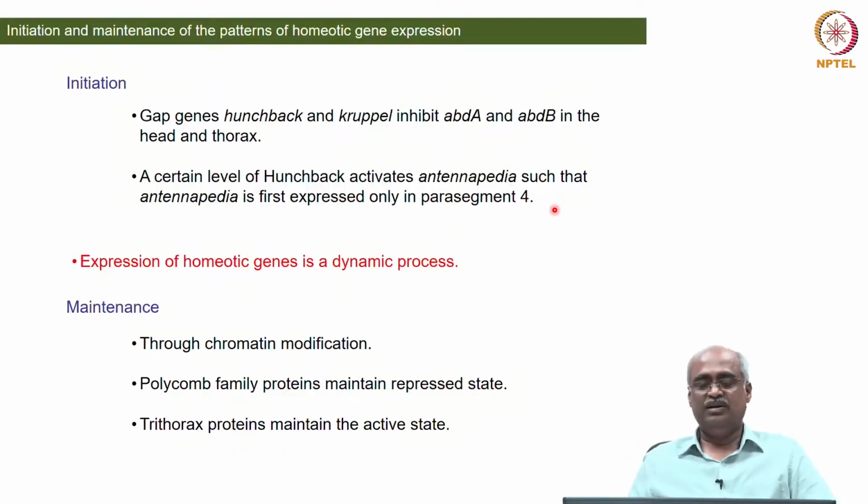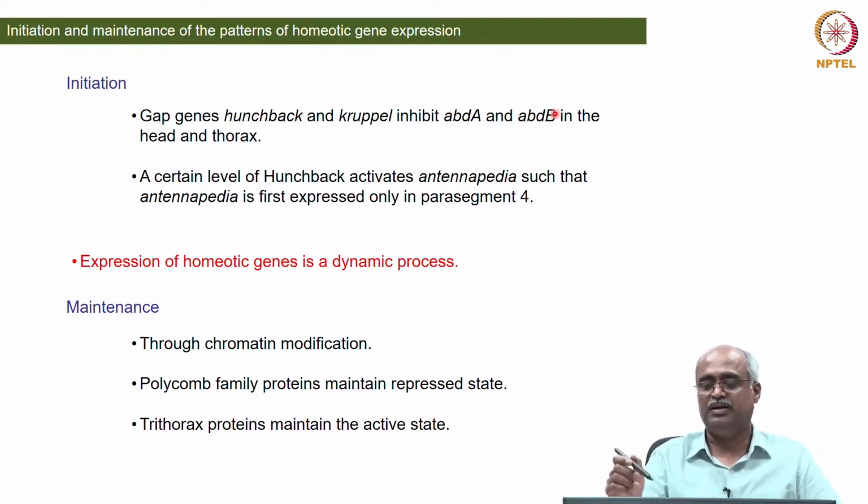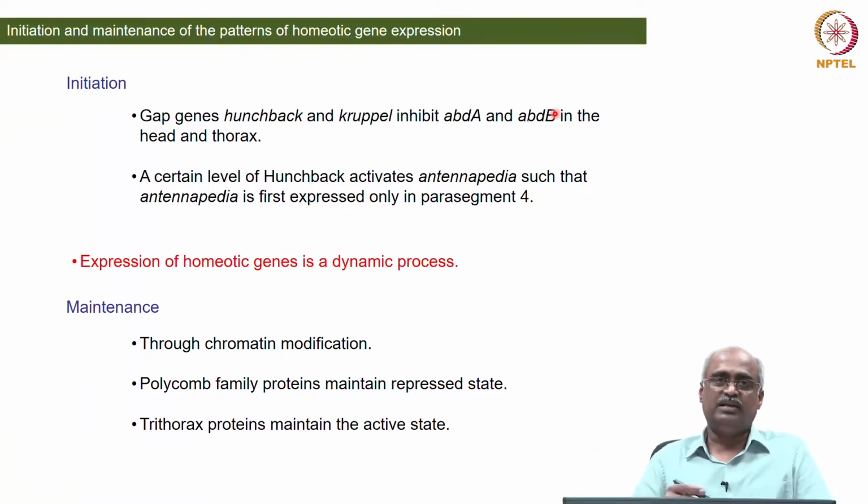Now, how is HOX gene expression initiated? It is initiated by the role of gap genes and pair-rule genes, which are responsible for activating them. For example, the gap genes hunchback and cripple are in the anterior region and they inhibit the expression of the posterior group of HOX genes. For example, abdominal B and abdominal A are inhibited in the head and thorax segments by hunchback and cripple.